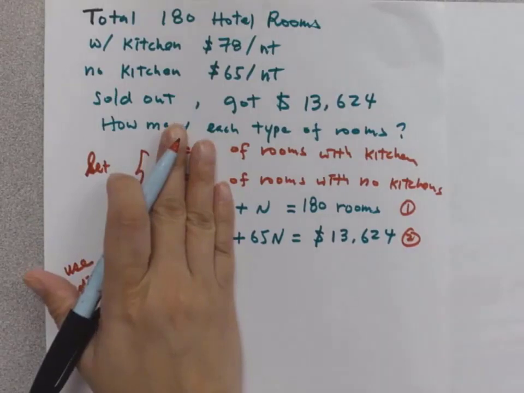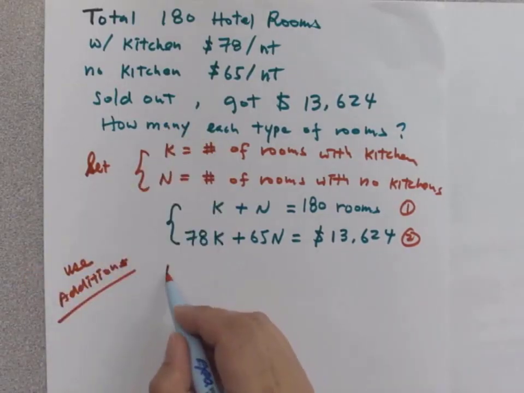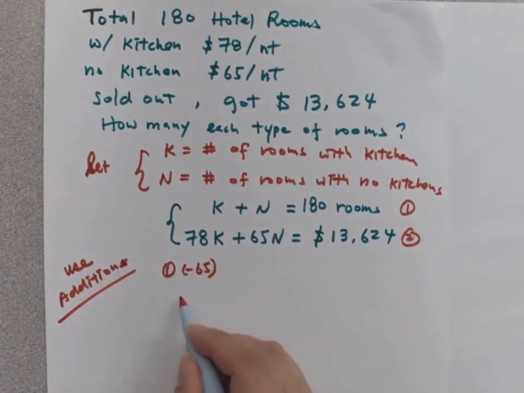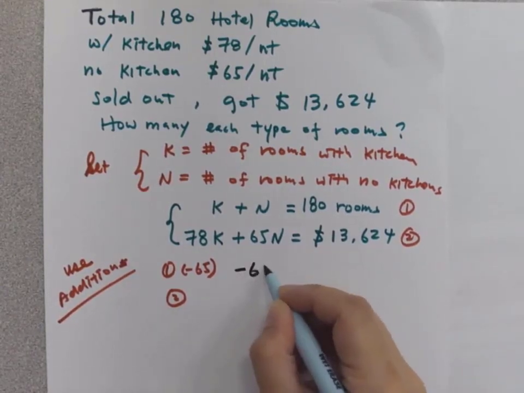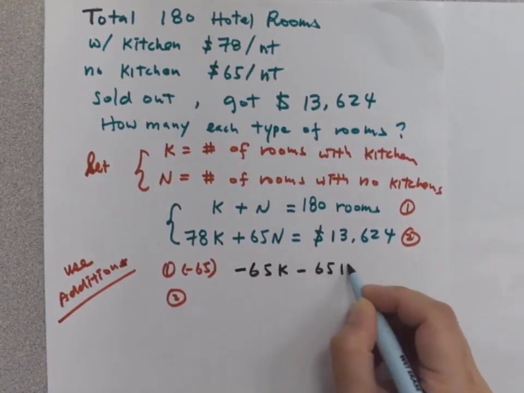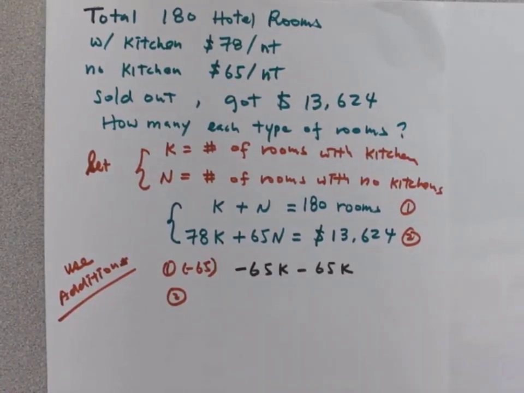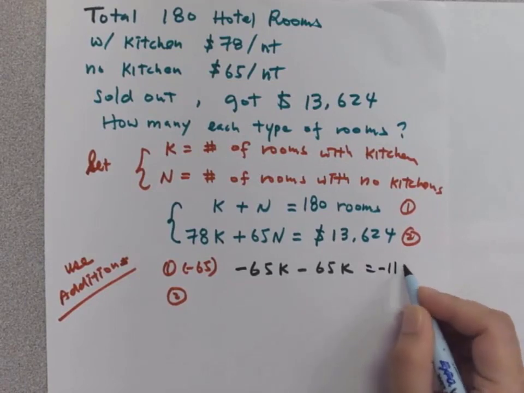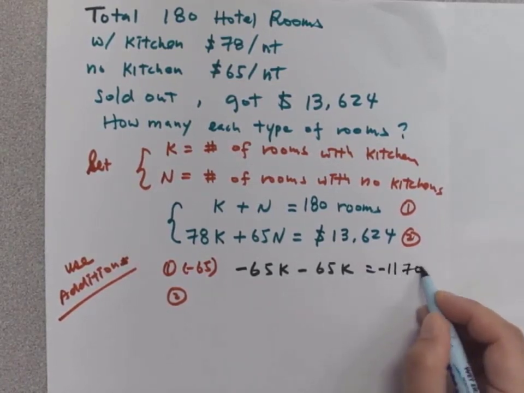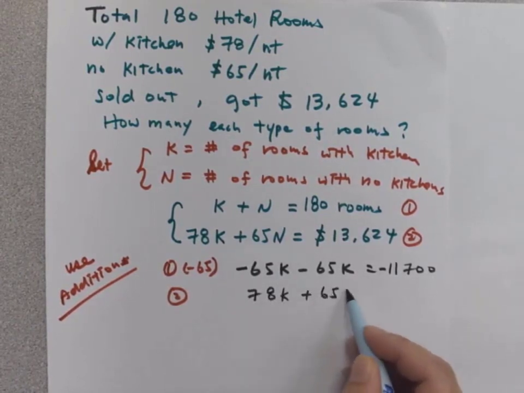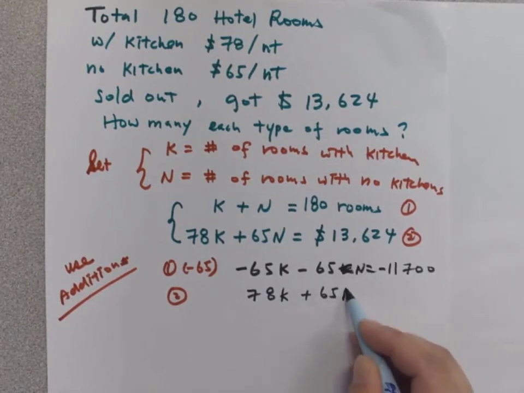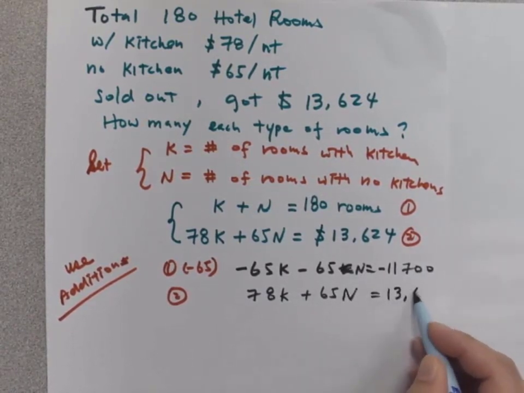So I need to multiply. If you try to get rid of N, I need to do what? Multiply by negative 65. Okay, the top one times negative 65, and then just copy the second one, right? So top one times negative 65, we have negative 65K minus 65N, and then 180 times 65 is going to be negative 11,700. Is that right? And then adding the bottom equation, 78K plus 65N, oh, I'm sorry, this is N, right? N equal to 13,624.